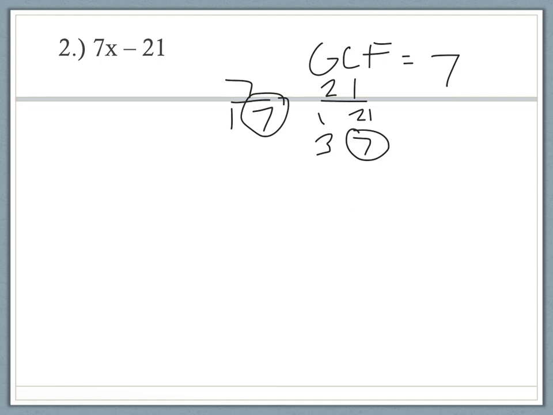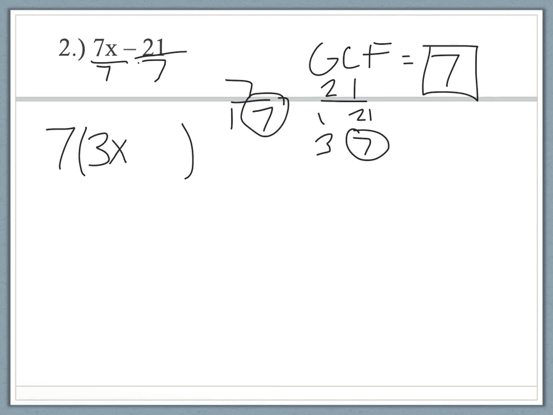And then one has an x, one doesn't. So I can't take an x out. So my GCF is just going to be 7. So that means I'm going to divide both of those by 7. Okay, so don't forget to put your 7 out front though. Okay, because we divided it out, so now it's going to be out front. Okay, so now we're going to have 3x minus, I goofed up, not 3x, because 7x divided by 7 is just 1x, or x. You can put a 1 there or put just x. And then 21 divided by 7 is just 3. So our answer can be that, or we can write that as 7 and then x minus 3.